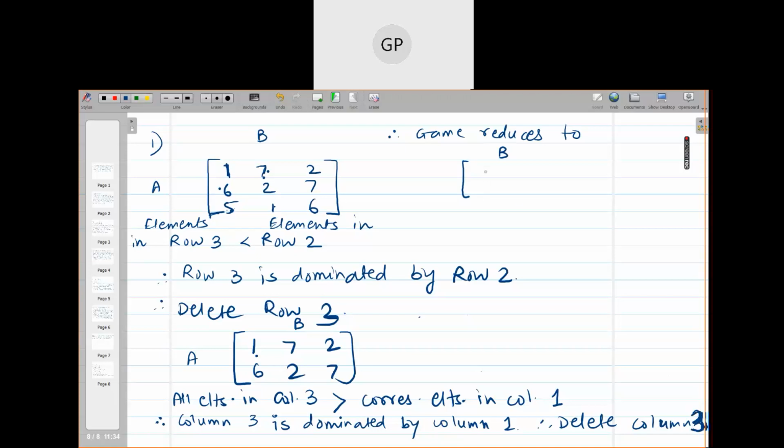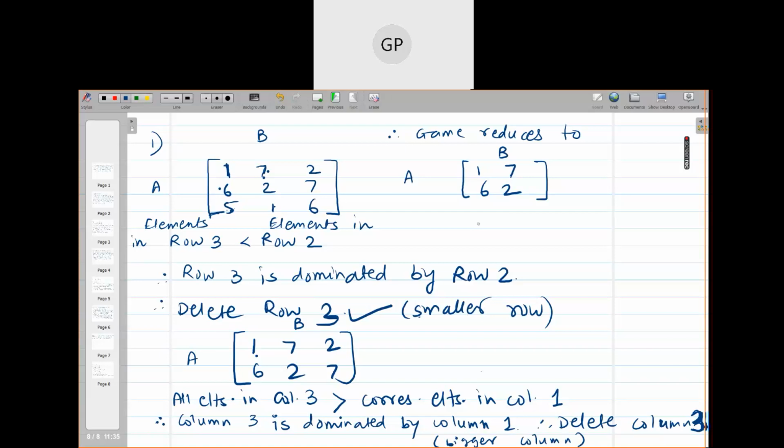So the matrix reduces to 1 7 6 2, smallest row and biggest column. So the smallest row is row 3 here, and bigger column, sorry, I should say bigger because we are comparing 2 at a time. So smaller row and bigger column. Yes, so the bigger column is 3, so we are deleting column 3. So the game reduces to 1 7 6 2. Any further dominance is there?